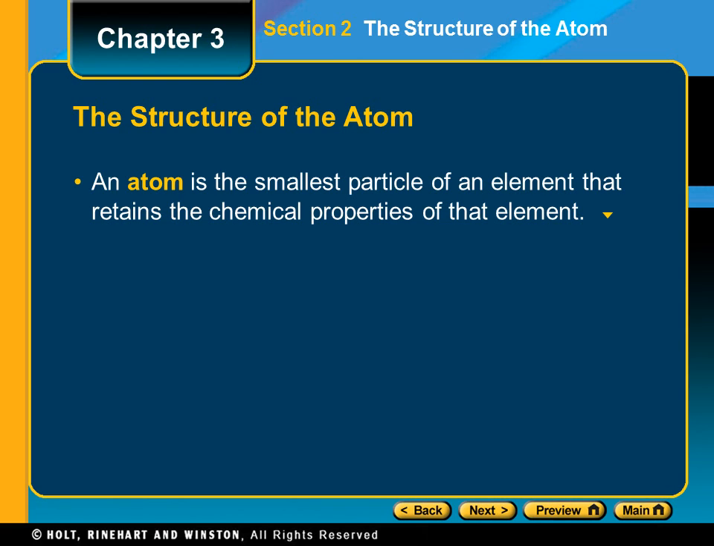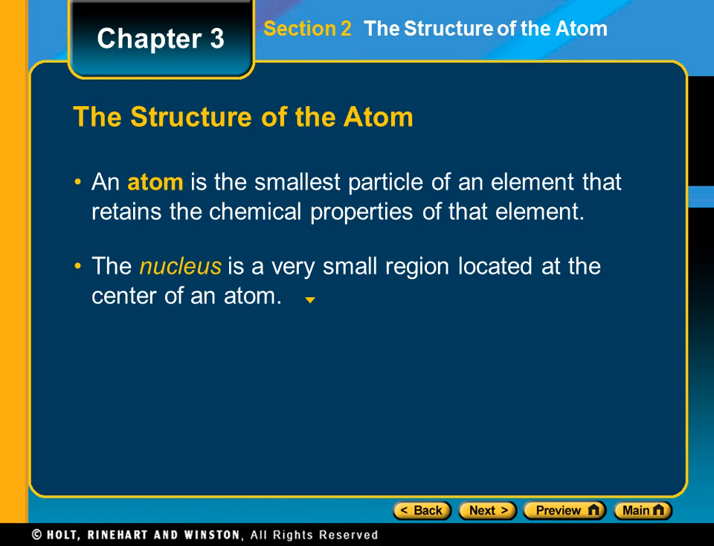When we look at the structure of the atom, we know that the atom is the smallest particle of an element that retains the chemical properties of that element. We've already talked about that. And every atom has what we call a nucleus, which is a small region at the center of the atom.